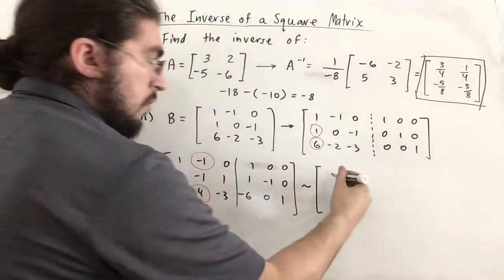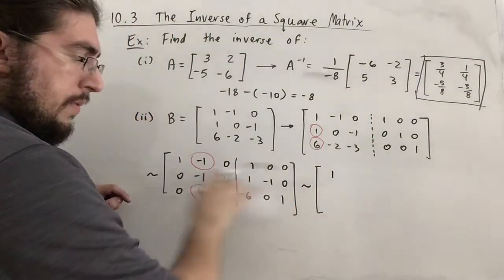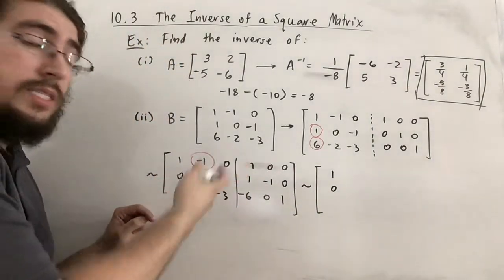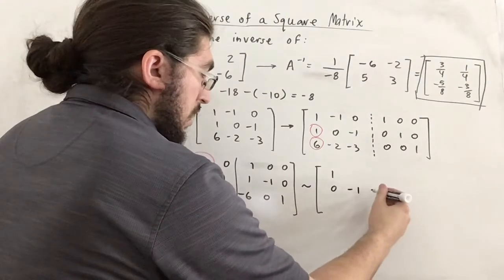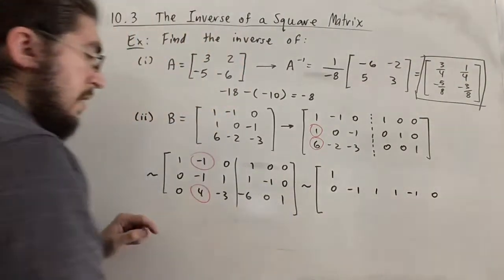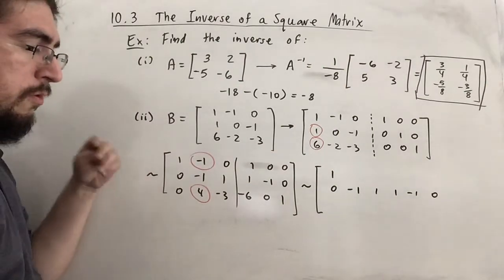So 1 minus 0 is 1. The bottom middle row stays the same. So row 2 will stay the same in this case because it's not zeroed out. So it's 1, 0, negative 1, 1, 1, negative 1, 0. Good. And again, we're doing top minus bottom to replace the first row.